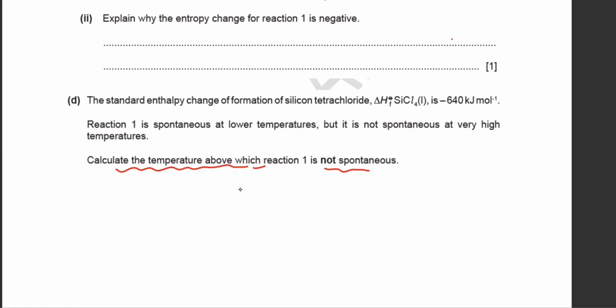So for it to be non-spontaneous, delta G has to be positive, right? So what is delta G? Delta G is equal to delta H minus T delta S. So it's supposed to have a positive value. That means this must be greater than 0, right? So delta H minus T delta S must be greater than 0. And he's asking us the temperature above which. So I'm just going to plug in the values.